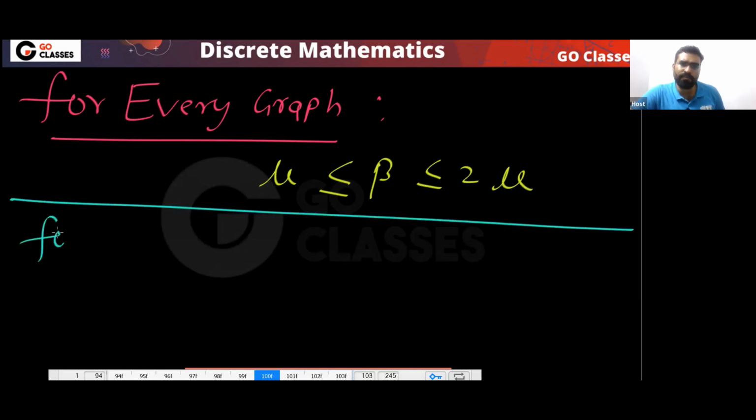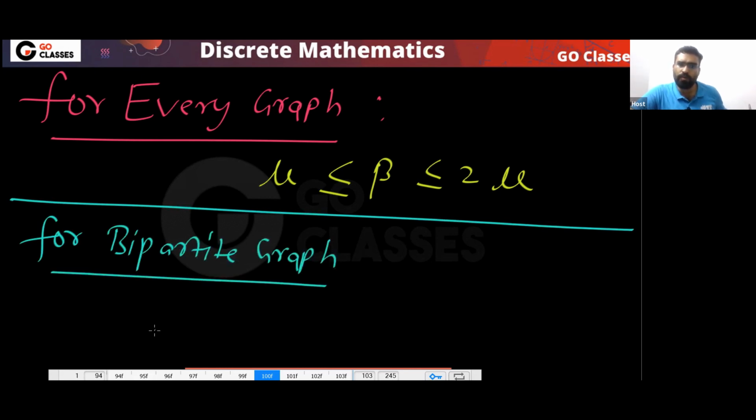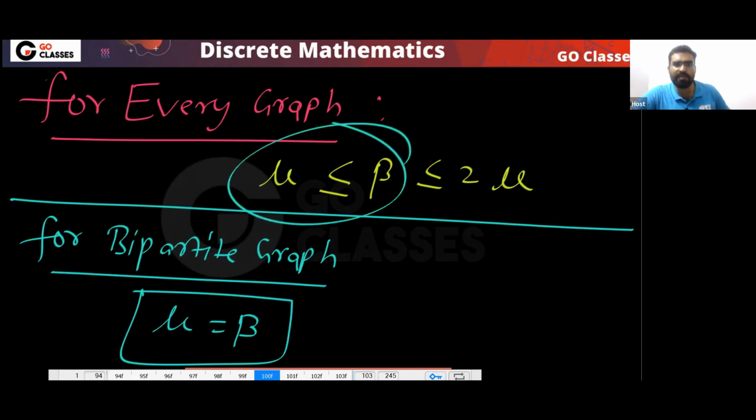But for a bipartite graph, mu will be equal to beta. This is the simple point I am saying: for a bipartite graph, they will become equal. For every graph the earlier inequality holds, and we have already seen its proof. But for a bipartite graph, mu will be equal to beta.